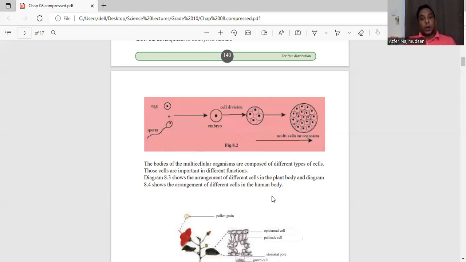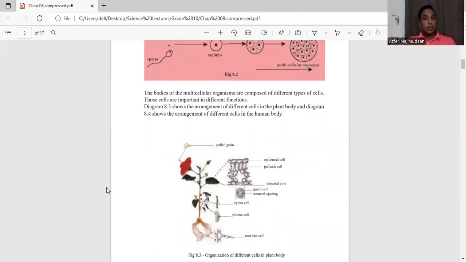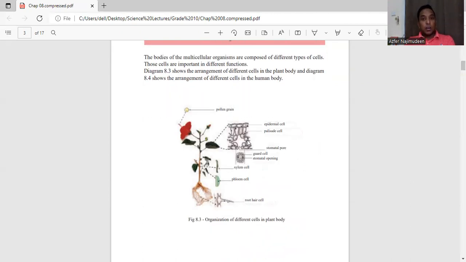Now, what they are saying here is, if you take a multicellular organism, right? A multicellular organism is not made up of the same type of cell. They are made up of different types of cells. Okay, so different types of cells have different types of functions. So they perform different functions. For example, they have shown you in diagram 8.3 a transverse section, right? A transverse section of a plant leaf.